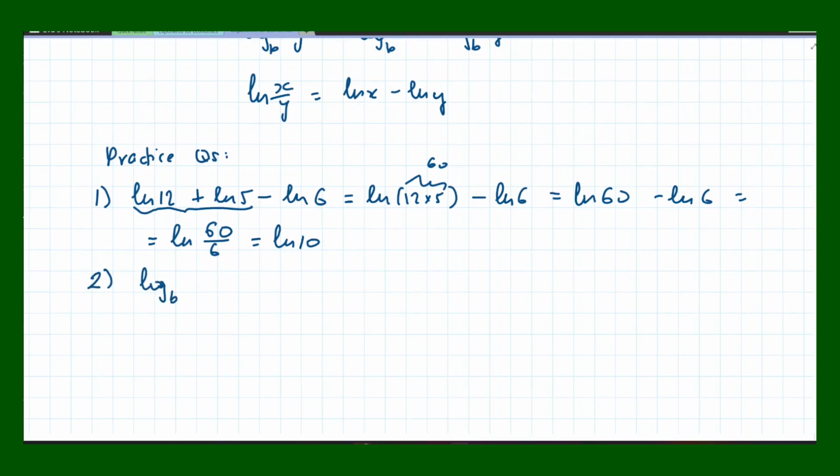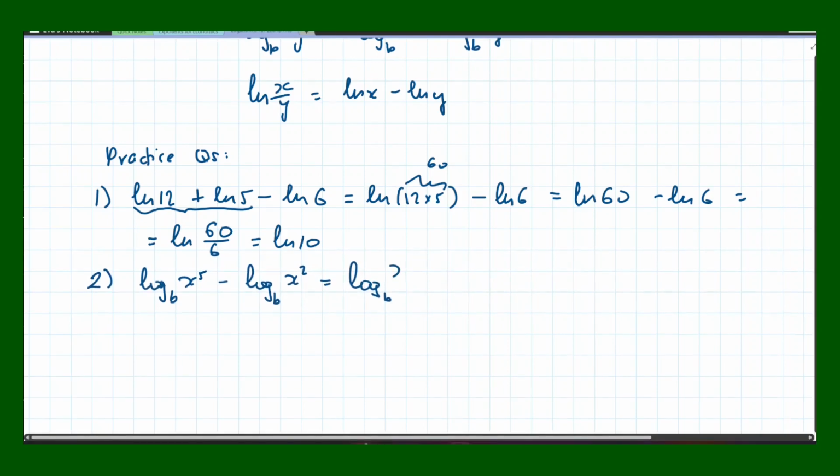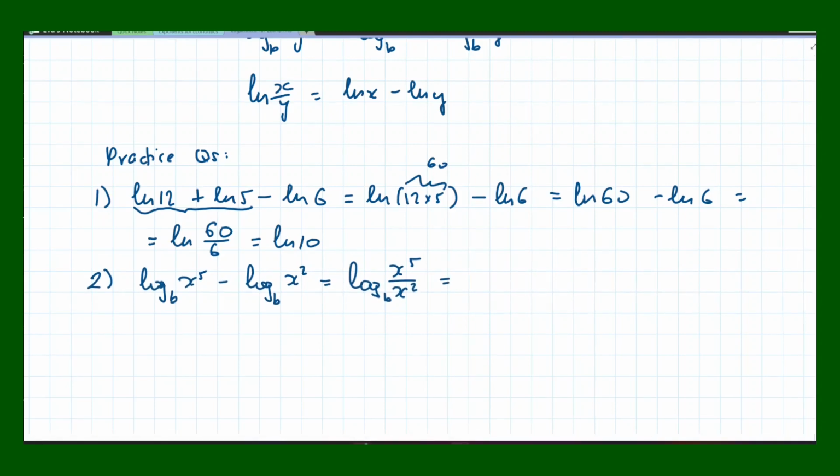Log base b of x to the 5 minus log base b of x squared. So again, I have two logs with the same base and there's a subtraction between them. So I can replace this with one log sign with the same base and just divide the two arguments: x to the 5 over x squared. Now I can use my knowledge of exponents and cancel x to the 5 over x squared down to x cubed. Let us do that: log base b of x cubed.